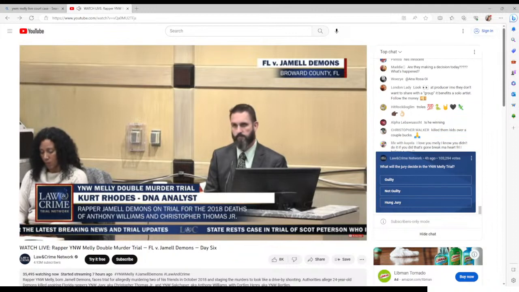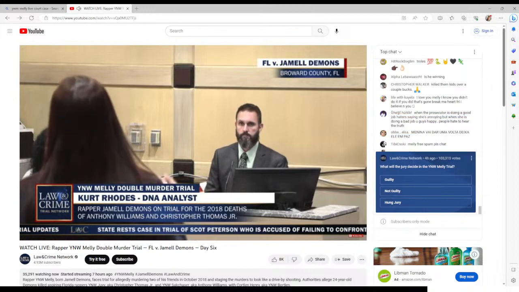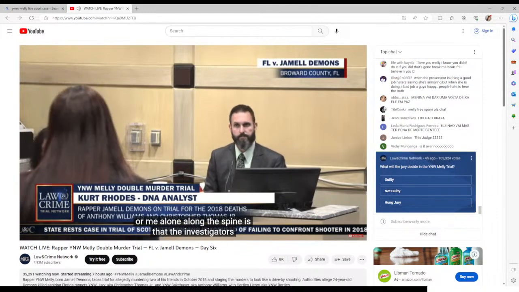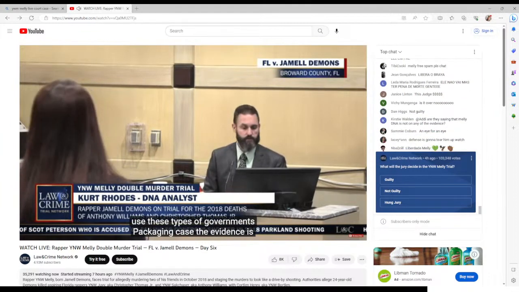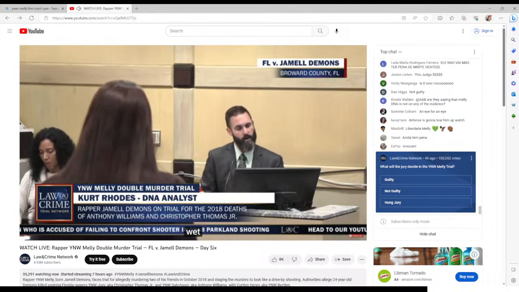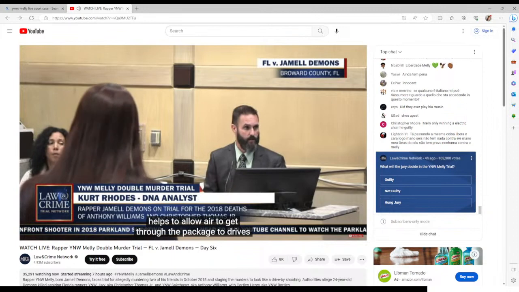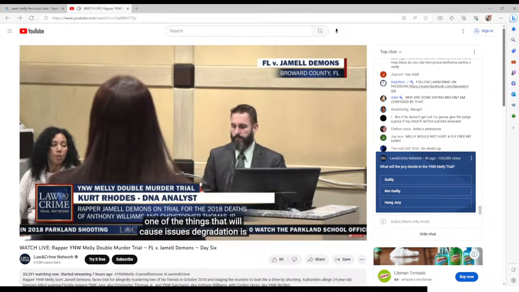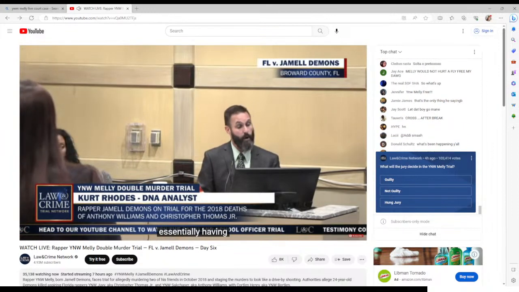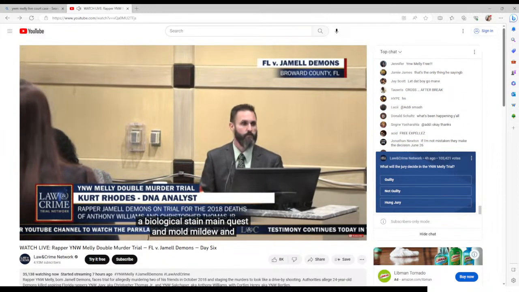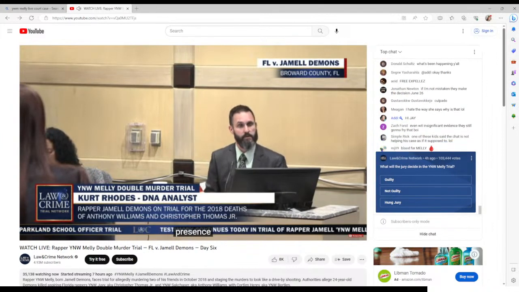So all of the items that we're looking at here, Mr. Rhodes, are packaged in paper bags or manila envelopes, yes. Why is that? The investigators use these types of evidence packaging in case the evidence is wet. It helps to allow air to get through the package to dry it. One of the things that will cause issues, degradation, is essentially having a biological stain remain wet, and mold, mildew, and bacteria will grow on it and potentially destroy any DNA present.